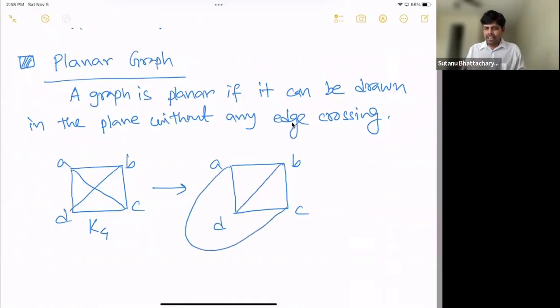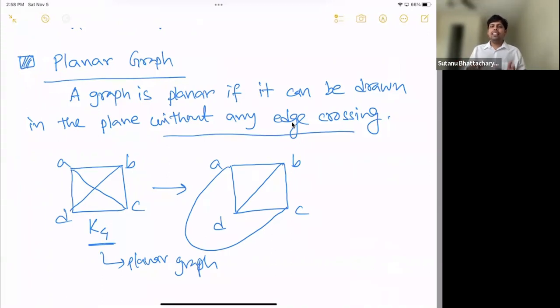So I'm drawing the same graph here. There is no edge crossing. So this K4 is a planar graph. So what is a planar graph? A graph is planar if it can be drawn in the plane without any edge crossing. So no edge will cross another edge.